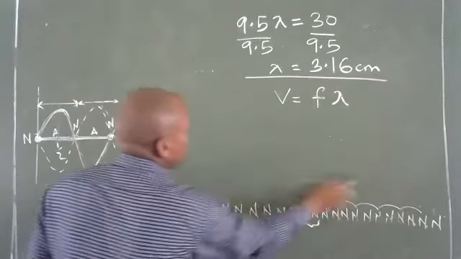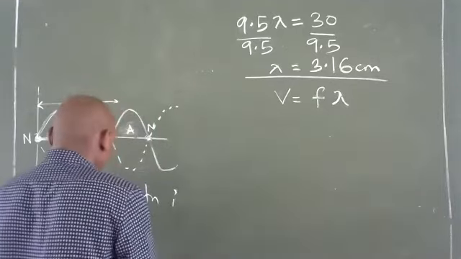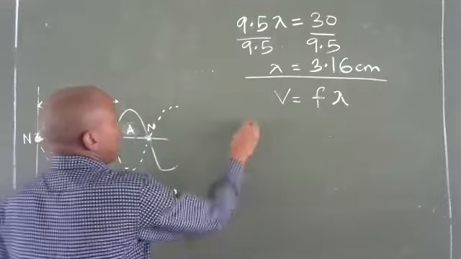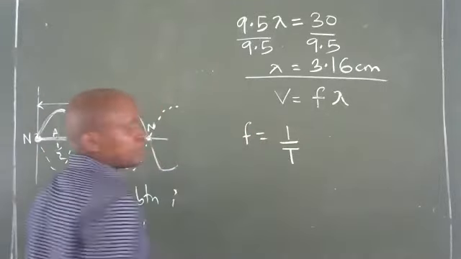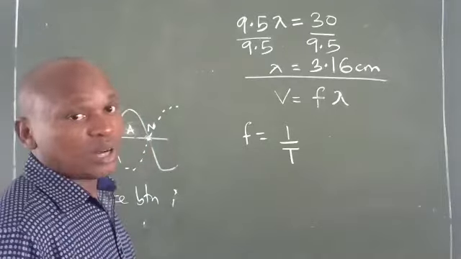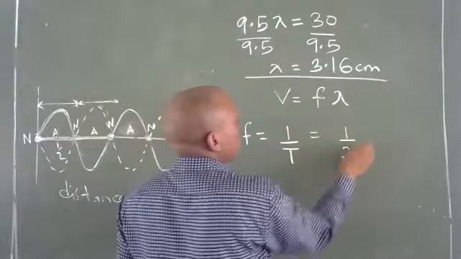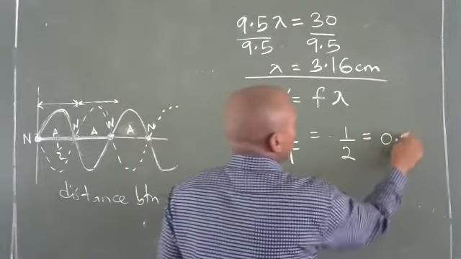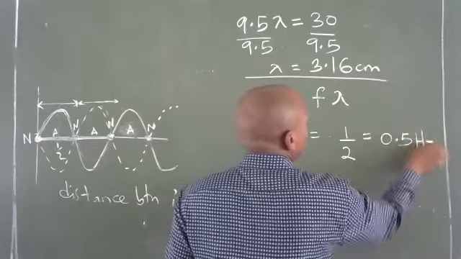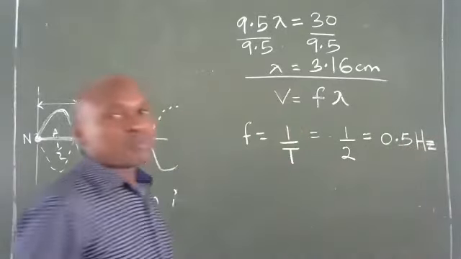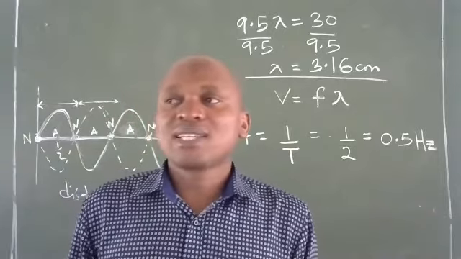So how do you get the frequency from the period? Frequency is 1 over t, and this is 1 over 2, which is 0.5. Yeah. And you have to be careful: was the 2 in SI units of time? Was it in seconds?